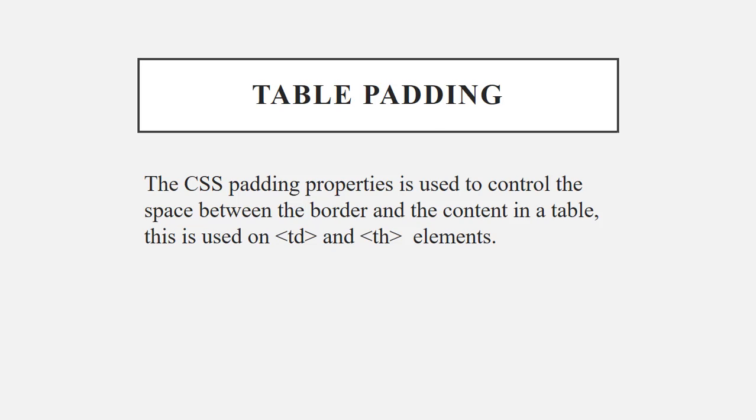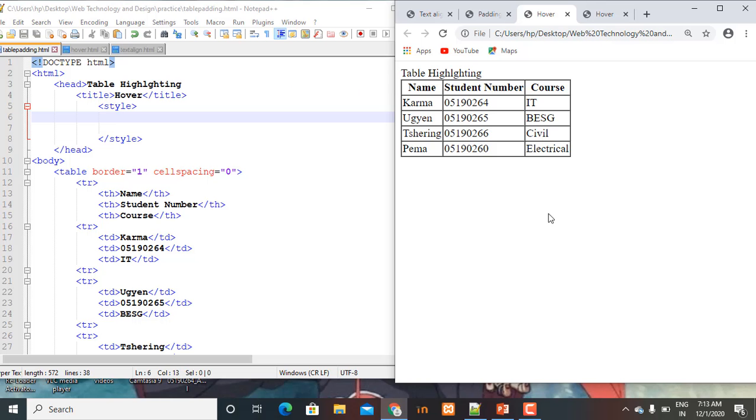And the second one is table padding. The CSS padding property is used to control the space between the border and the content in a table. This is used on the table data and table head elements. Table padding is used to give space between the content of the table and the border of the table. In this example, I have a table, and as you can see, it looks a little bit congested.